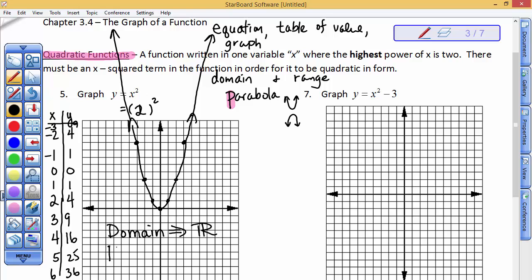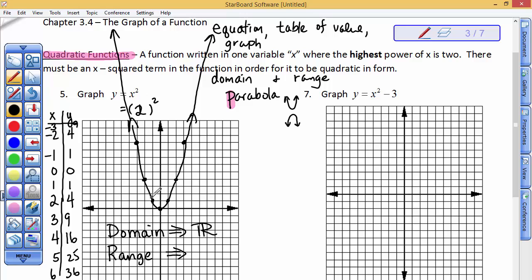What y values come out of this function? What possible answers? Would you notice that this is the y-axis, and there are no y values that got used below this point, right here. No y values that got used below this point. And at that point, y is equal to 0. That's the vertex, (0, 0).